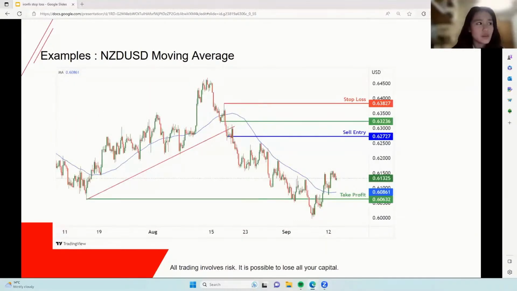So here is an actual example. Here we have the Kiwi dollar, and we are making use of the moving average indicator. Firstly we have this ascending trend line, so it's moving upwards. Then we go in for a sell entry once price starts moving down. It hits this ascending trend line as our sign that it's going to break out of it. Going for the sell entry, we continue, and it hits our take profit.